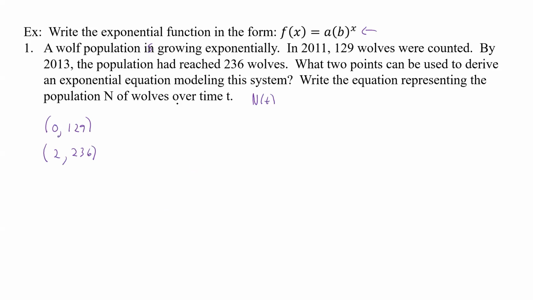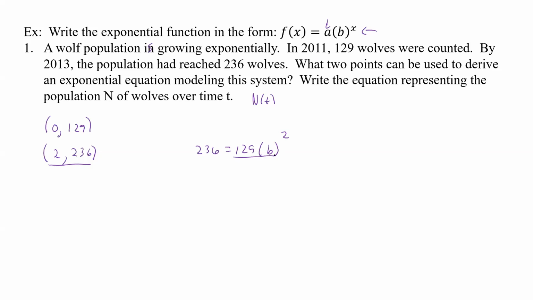So we know that a is 129, so we can plug that in. So we get 129 times b. We don't know b. Now x and y we get from our second point. Well, y is 236, x is 2, and now we just have to solve for b. We already have a, so we solve for b and we'll get our function easily.